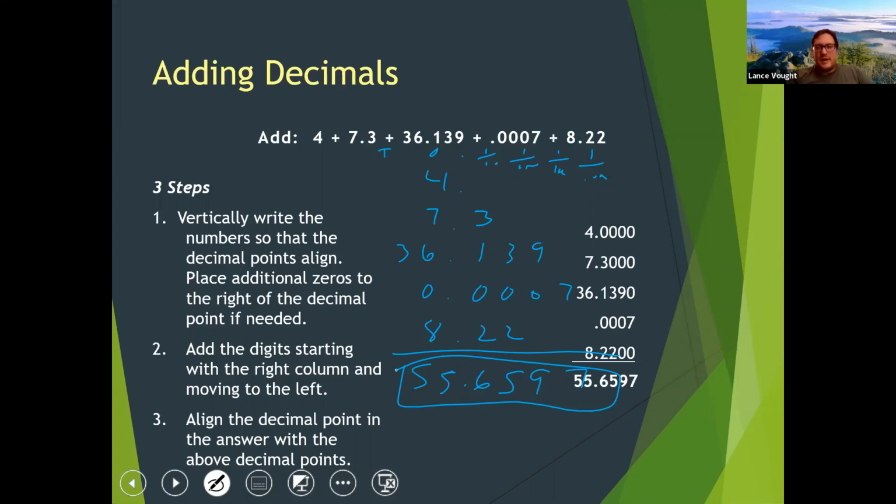Any questions about adding decimals? Okay.